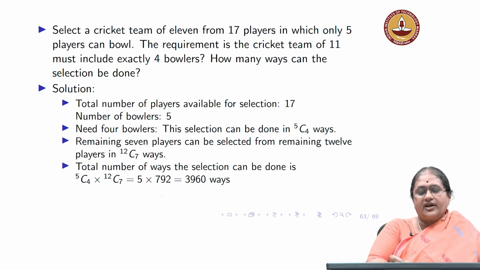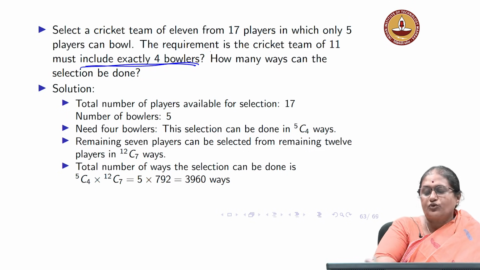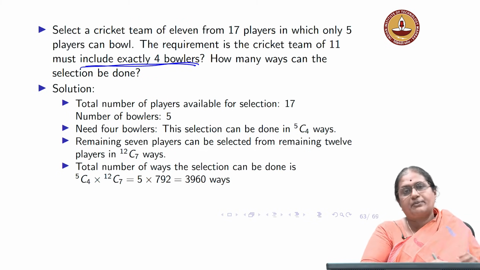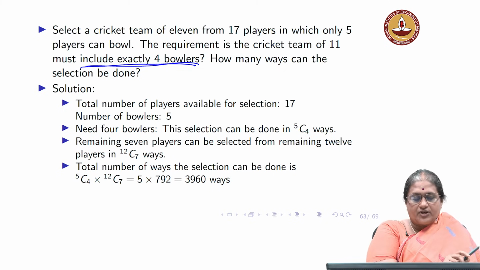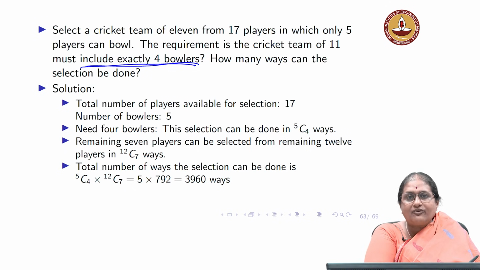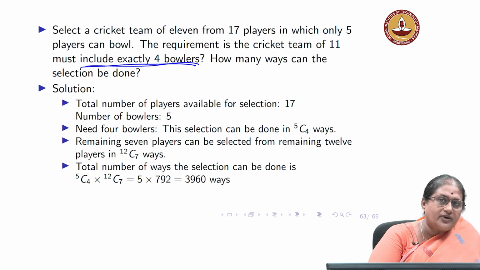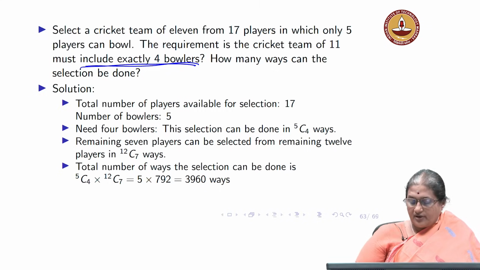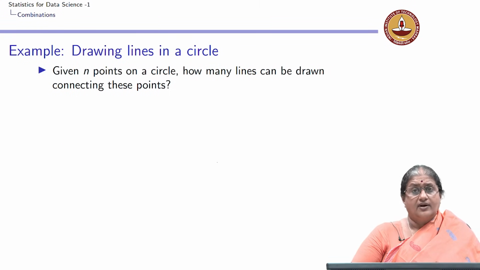Here the qualifier was I should include exactly 4 bowlers, and I can choose these 4 bowlers from 5 bowlers and the remaining 7 players from the remaining 12 non-bowlers. So, this is how I can do my team selection and apply the combination formula which we have stated earlier. Now, let us look at another example.